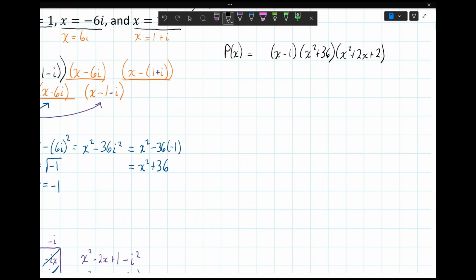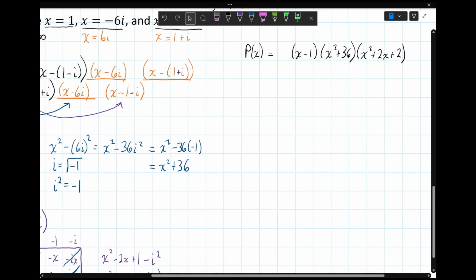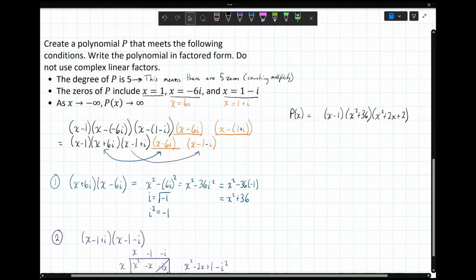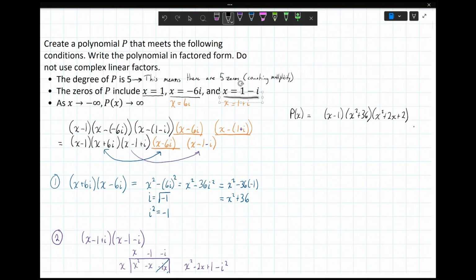So let's check to make sure we've met all the conditions in the original problem. We were told to write it in factored form, which we did. We have no complex linear factors, which means there's no i's in here. We know that the degree of P is 5, and I can check that because if I were to multiply this out, I'd have to do an x times an x squared times an x squared, and that's x to the 5th. We have zeros of 1, negative 6i, and 1 minus i.